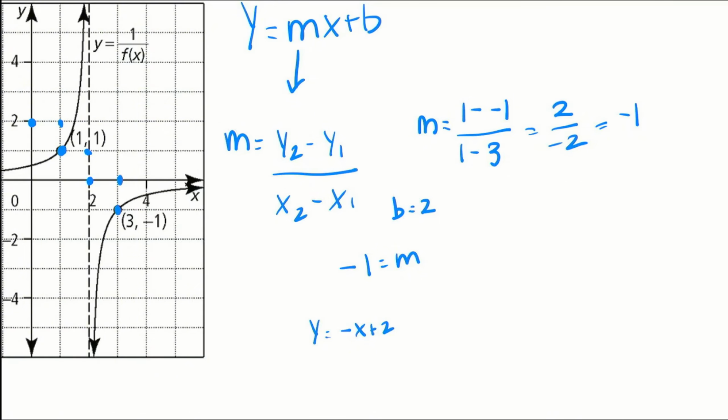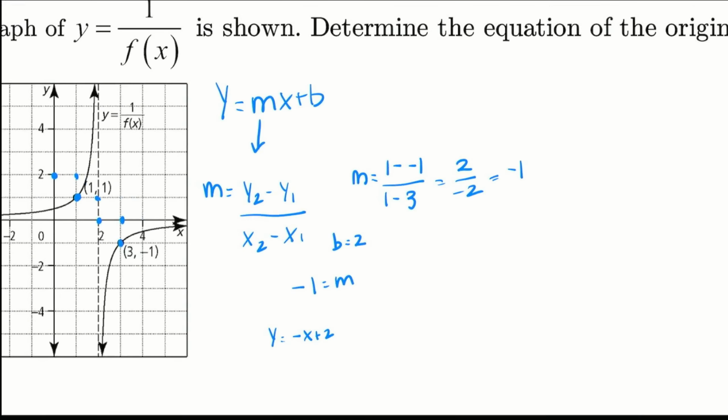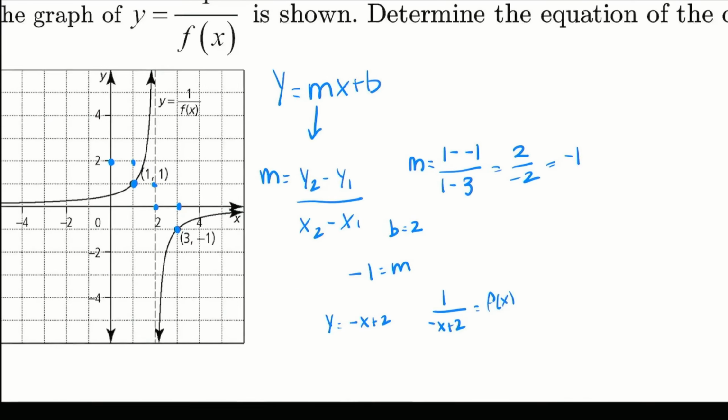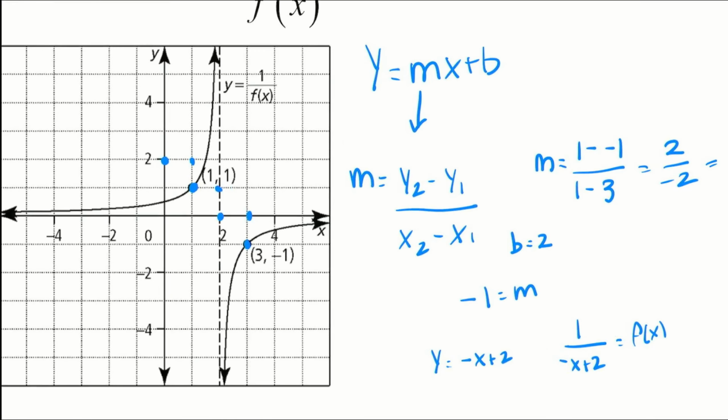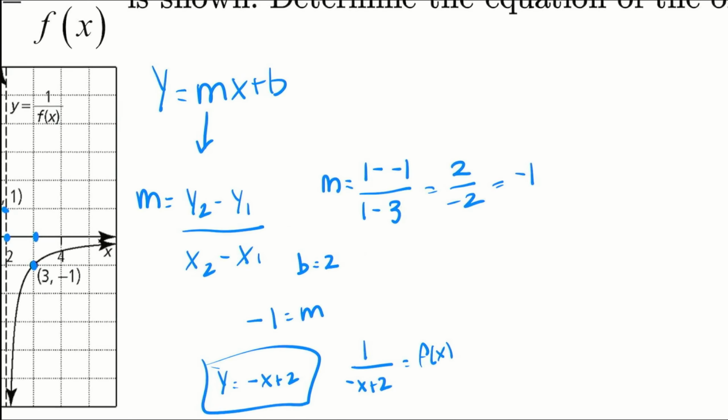Now, if we were asking you for the reciprocal, all you'd have to do is graph this equation here, 1 over (-x plus 2) equals f of x. You put this into your calculator and see if it matches up. And if it does, has similar points, then you have done this correctly. But the answer here is going to be y is equal to -x plus 2.